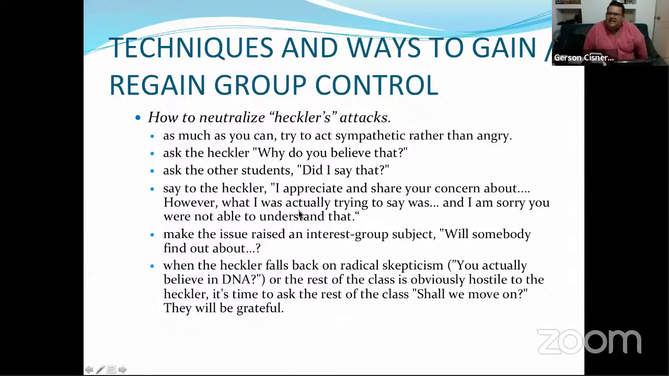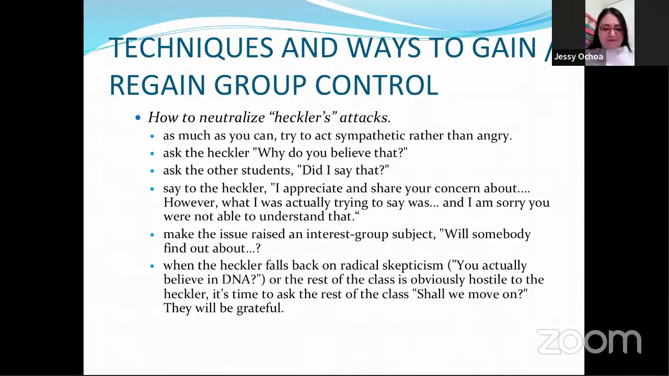How can we neutralize them? We're going to see some techniques. Again, never, ever get mad. That's actually the first premise. Yes, read it. How to neutralize a heckler's attack? Number one: as much as you can, try to act sympathetic rather than angry. Very good. So never get mad. Try sympathetic instead of angry.